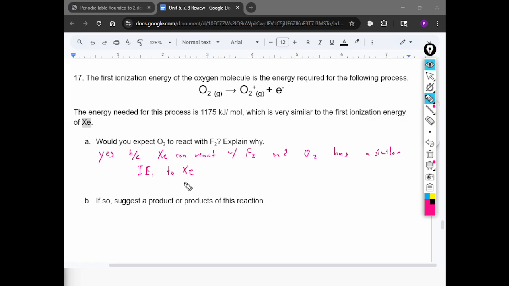Okay, if xenon can react with fluorine, if an oxygen has a similar ionization energy, then fluorine can also rip off a, oh my god, I just brain farted. It can rip off an electron from oxygen gas as well. Okay.